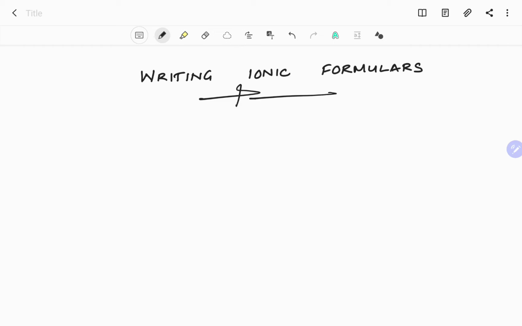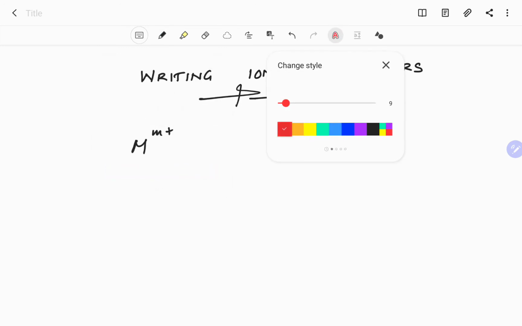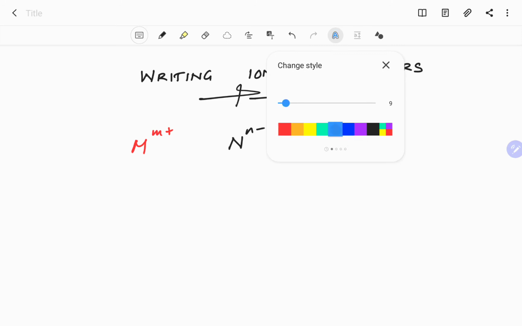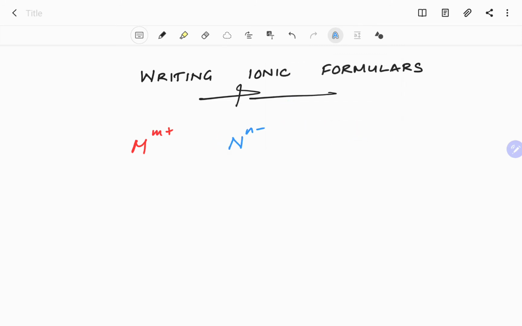Next, we are going to learn how to write ionic formulas. Let's say we have a metal cation called M plus, and I'm going to color it in red. So the metal cation is M plus, and then we are also going to have a non-metal anion called N minus, and I'm going to color it in a different color. Let's use blue. So our non-metal anion is blue in color. We are going to write a chemical formula for these two ions.